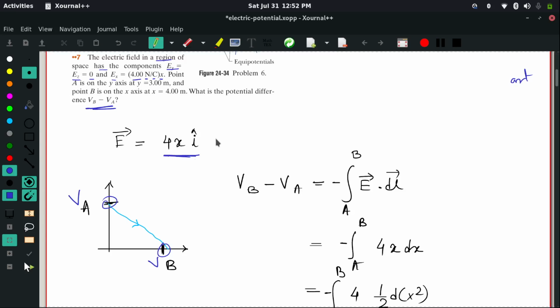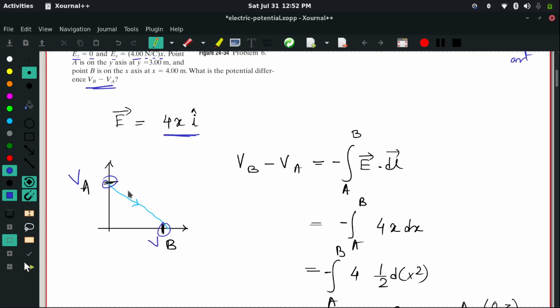Very simple, right? To calculate the potential difference between these two points, we will have to evaluate this integral. What this integral means is that the difference between VB and VA is just a line integral from point A to point B of E dot dl. If we choose some path like the blue one that I have drawn here, then dl will be in this direction. So this is your dl.